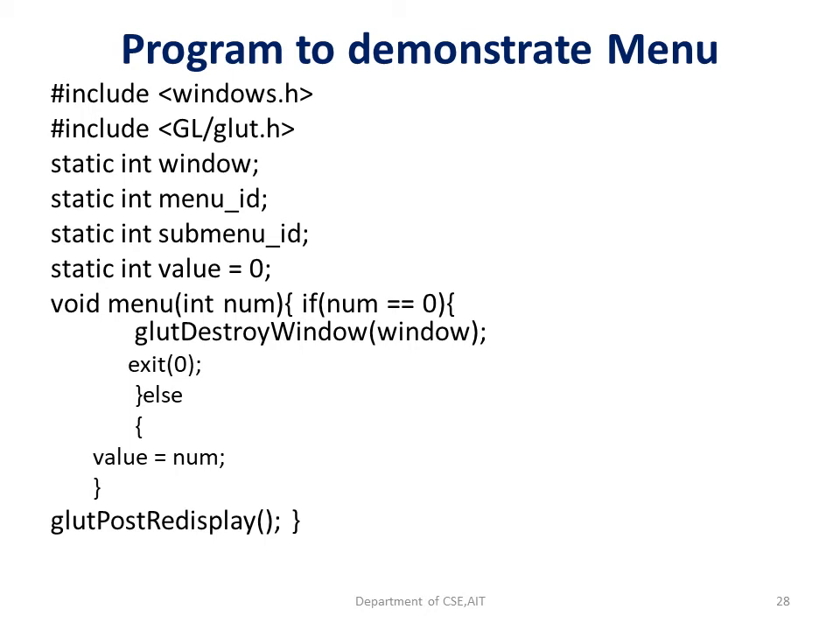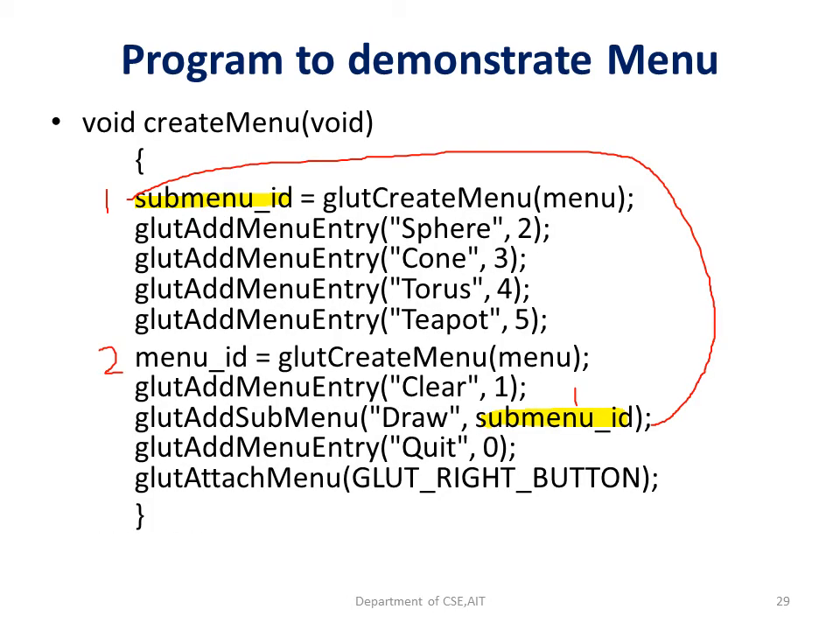So this is the starting point. I am going to call a function called menu, which will be setting the condition for closing the window or continuing, depending upon the value that I am giving here, num. And this num is copied to value, or else if it is equal to 0, we are going to close the window. This is the core of your menu program.